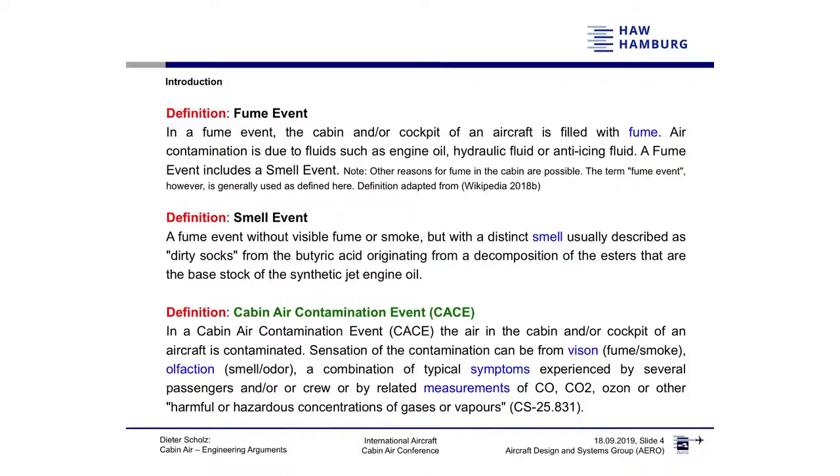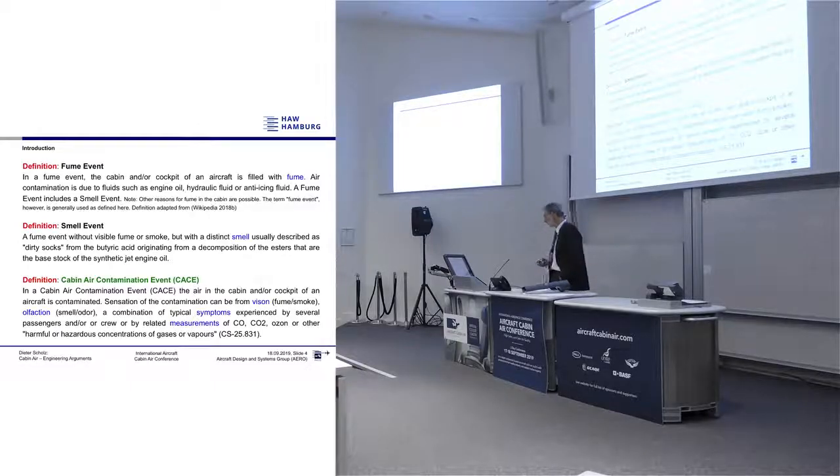My proposed definition is cabin air contamination event, call it CAKE. Also EASA in their documents are calling cabin air contamination, CAC, and then event. So it is not something which is totally taken out from something. So in an air contamination event, CAKE, the air in the cabin and/or cockpit of an aircraft is contaminated. Sensation of the contamination can be from vision, fume or smoke, from olfaction, smell or odor, a combination of typical symptoms experienced by several passengers and/or crew, or by related measurements of CO, CO2, ozone, or other harmful and hazardous concentration of gases and vapors. And I've taken the last bit from the CS25.